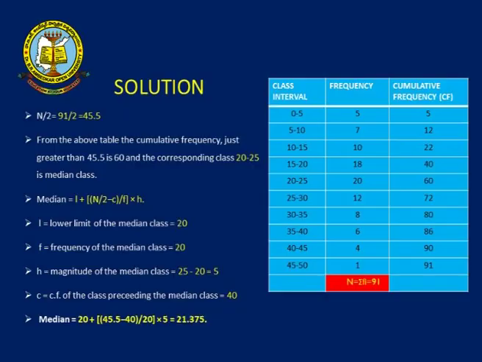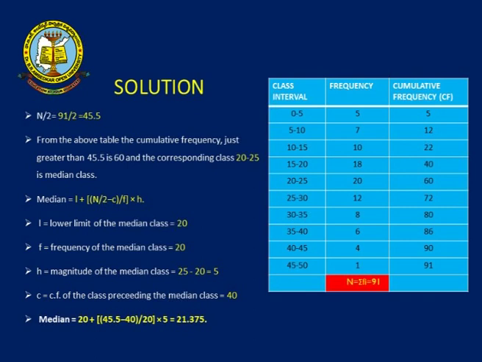Next, this is a continuous frequency distribution problem, and this is also an example of the exclusive frequency distribution. Why? Because here 0 is included, 5 is not included. Next, the solution. First of all, find the total sum of the frequencies by adding the frequency values. That total sum is 91.